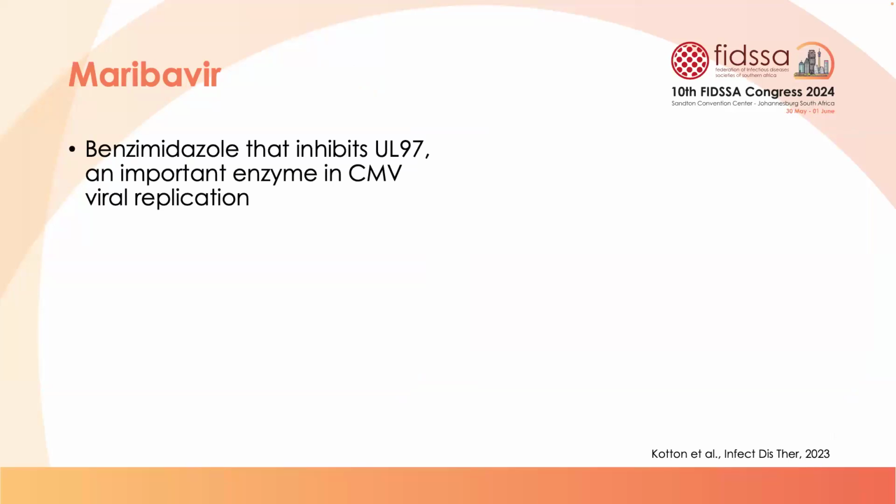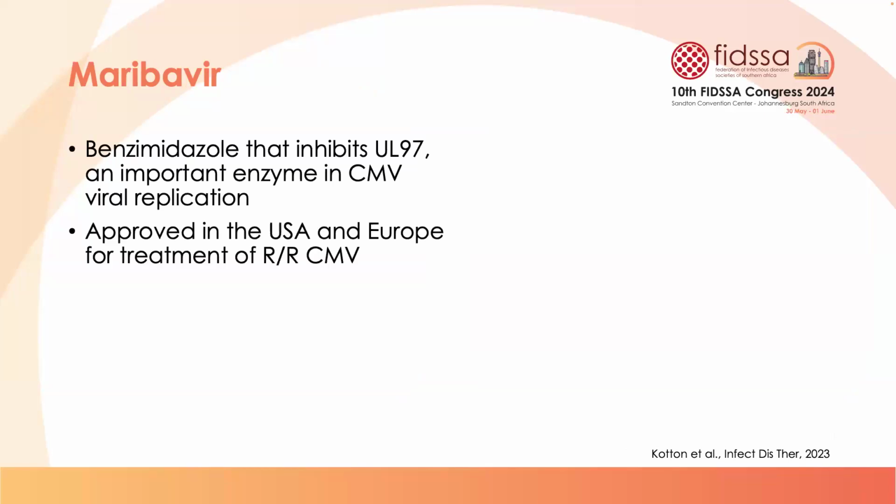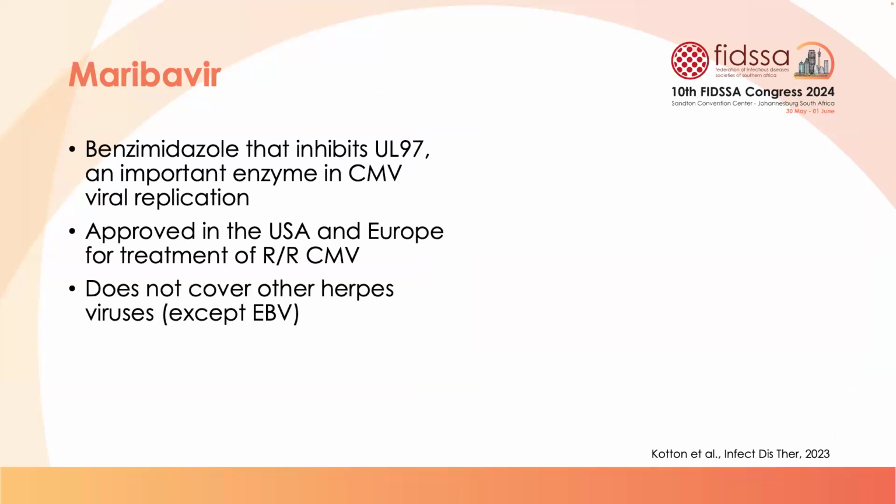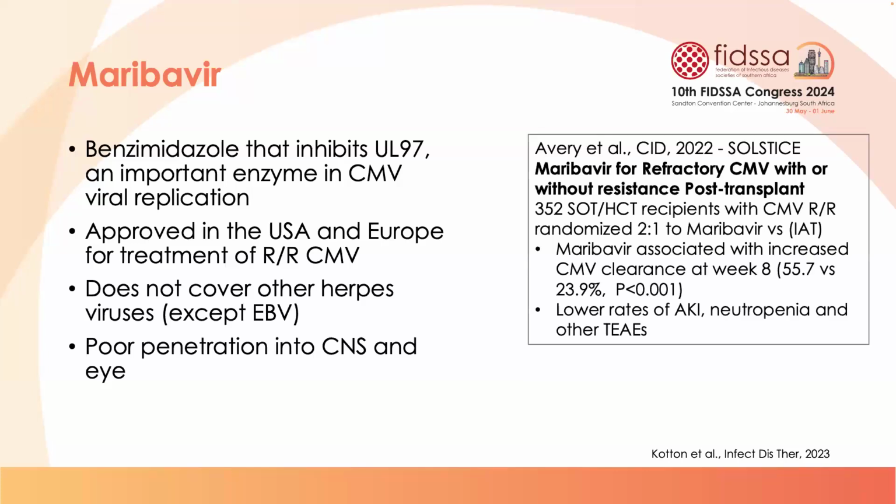It's a benzimidazole, and inhibits the UL97 gene. It's approved in the US and Europe for treatment of refractory or resistant CMV. But one of the weaknesses is it doesn't cover your other herpes viruses. So you would most probably need to use it along with other prophylaxis like acyclovir. It doesn't penetrate into the brain or the eye. So for those forms of disease, you would then have to use, let's say, cidofovir or foscarnet.